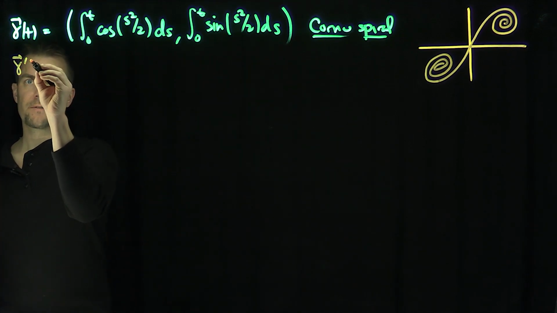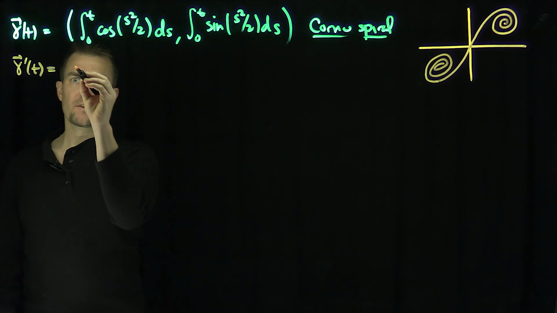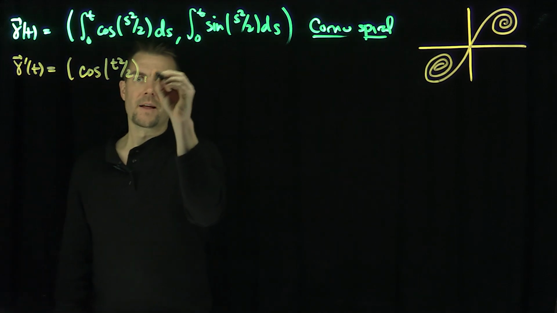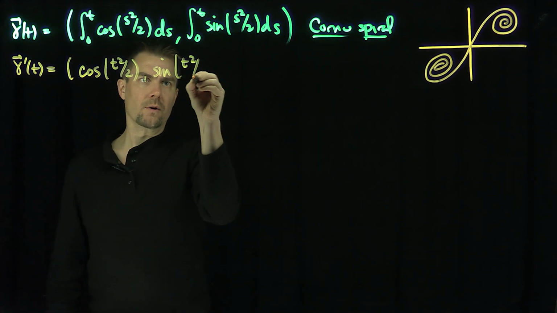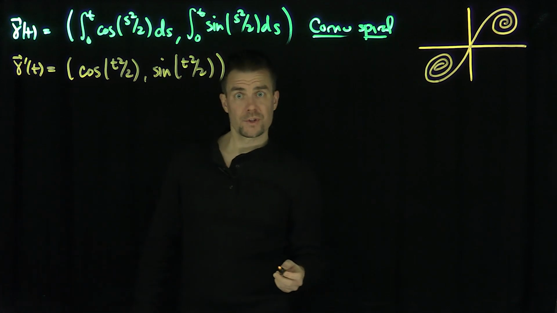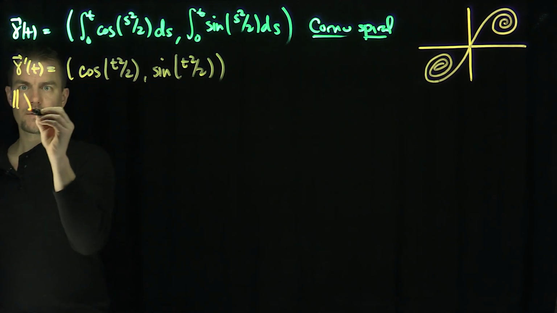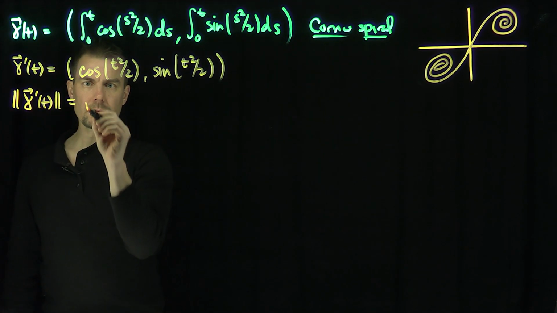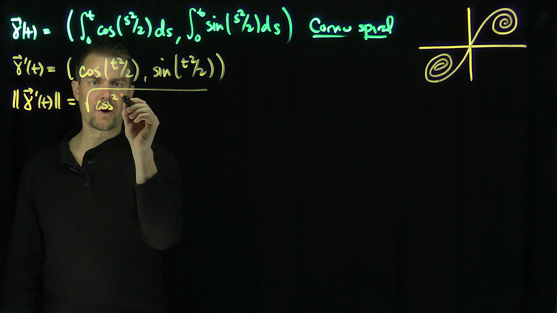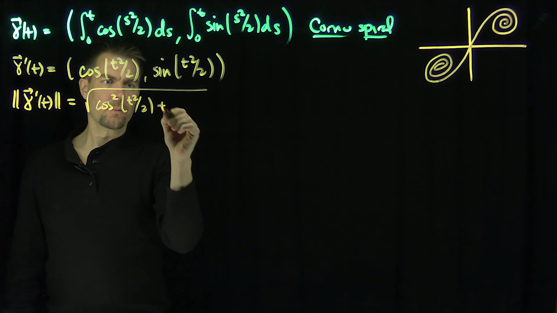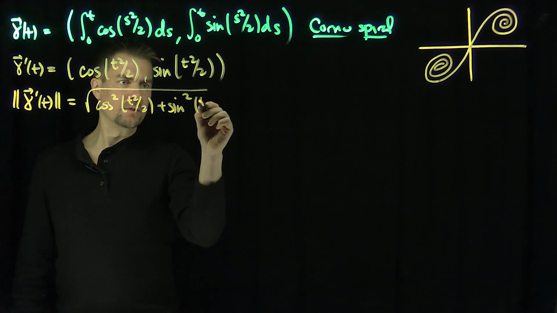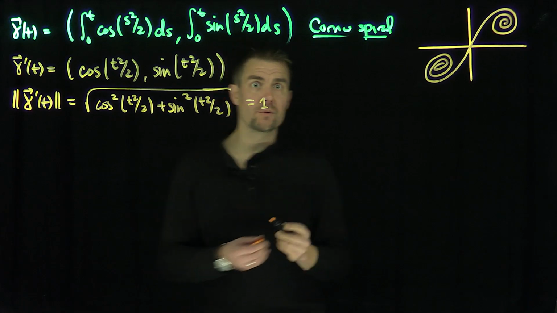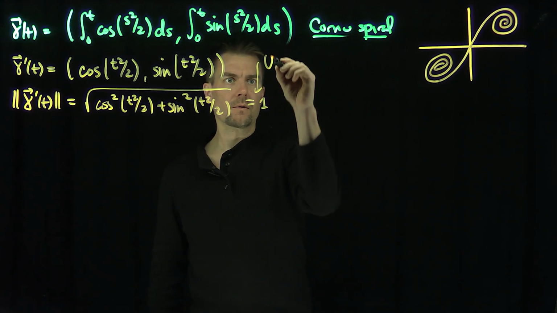The derivative of this, by the fundamental theorem of calculus, is going to be cosine of t squared over 2, and then sine of t squared over 2. And so what's the speed of this curve? In other words, the length of gamma prime of t is equal to the square root of cosine squared of t squared over 2 plus sine squared of t squared over 2. And of course, that's just equal to 1. In other words, we have a unit speed curve.